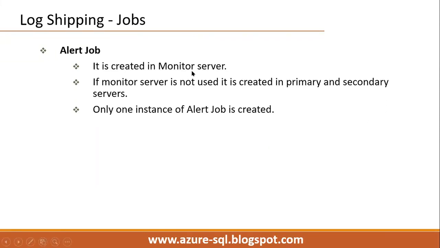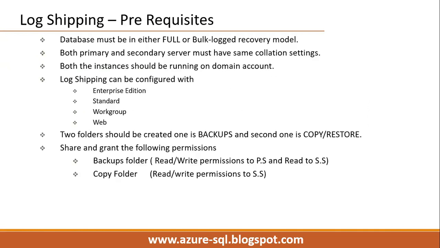The alert job is there, created in the monitor server, as we have seen. If a monitor server is not used, it is created one time in primary, one time in secondary. Only one instance of the alert job is created. We have already seen that for any number of log shipping configurations, the alert job is created only one time. So those are the jobs: backup, copy, restore, and the alert job.